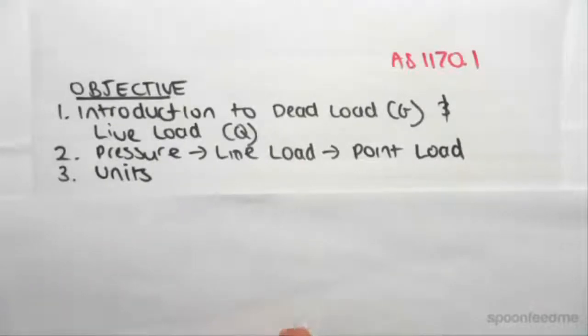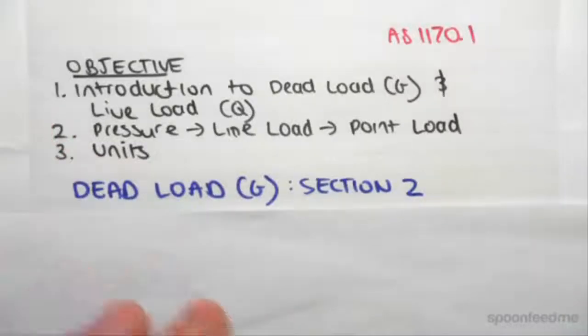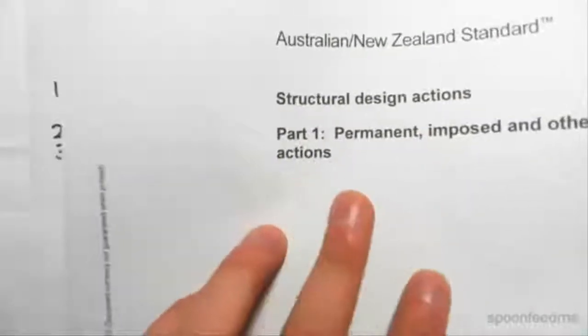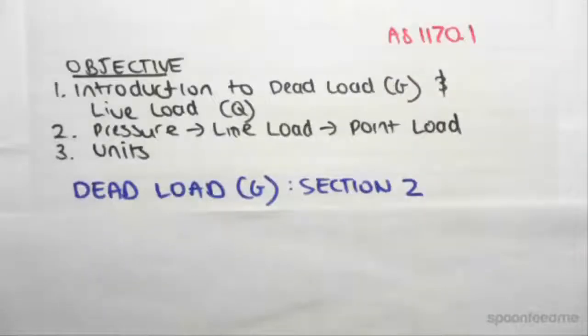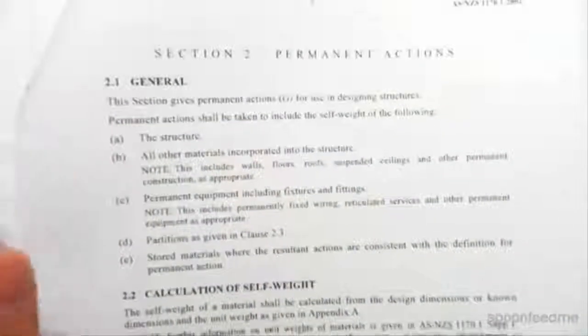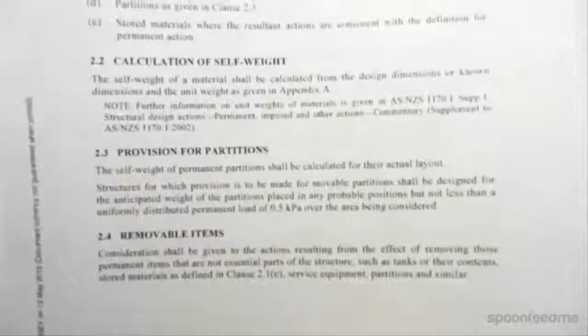So the first thing we're going to be looking at is the dead load, G, section 2. So if I show you, we're in AS1170.1, so part 1, permanent actions and other actions. If we go over to section 2, we've got in the code stuff about the permanent actions. Now this section is only one page. If I flip over, we're in section 3 straight away, imposed actions.